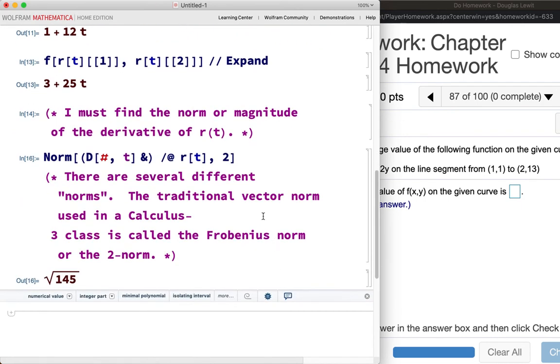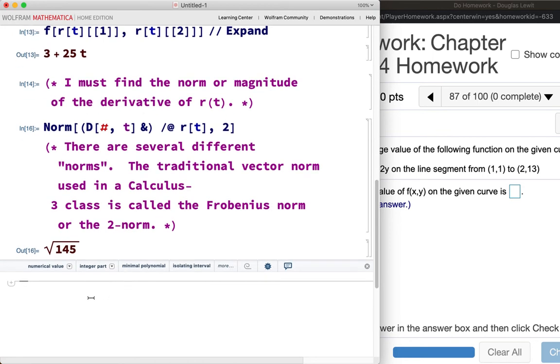Okay, there are several different norms. The traditional vector norm used in a Calculus 3 class is called the Frobenius norm or the 2-norm. So we can see that that value is the square root of 145. Okay, it's simple. We're ready to do the integration.